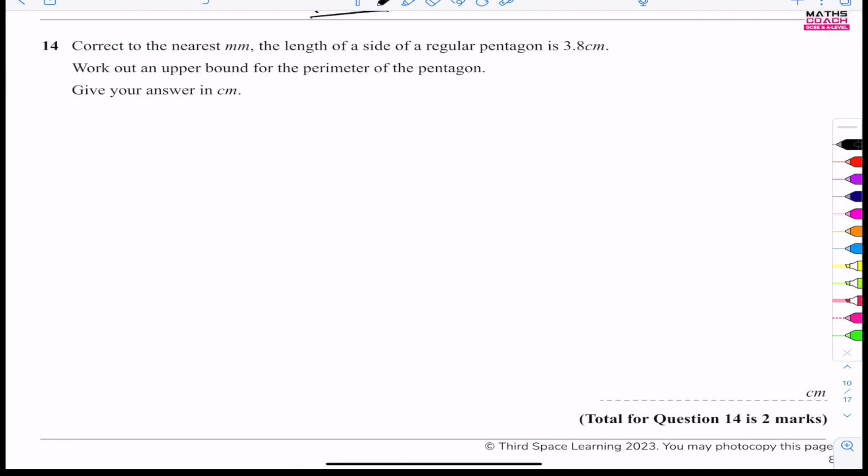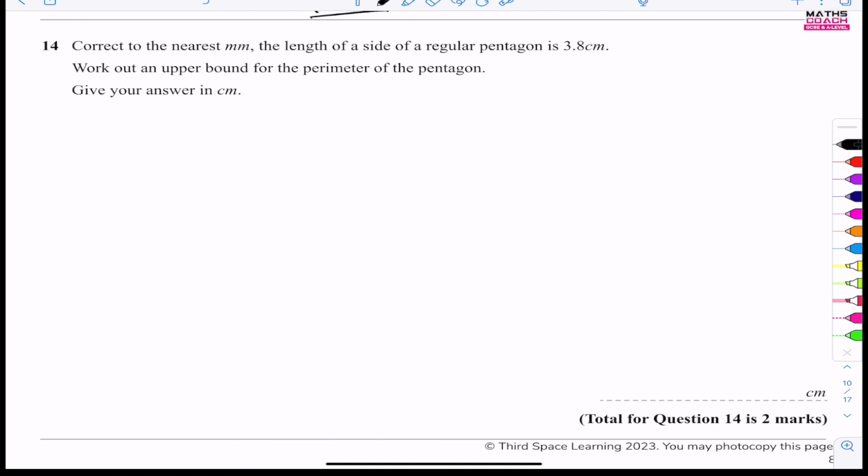Question number 14. Correct to the nearest millimeter, the length of a side of a regular pentagon is 3.8 centimeters. Work out an upper bound for the perimeter of the pentagon. Give your answer in centimeters. Right, we've got to be careful here because we are given the measurement of the regular pentagon's side as 3.8 centimeters, but we're told that it's rounded to the nearest millimeter, but the answer needs to come out in centimeters.